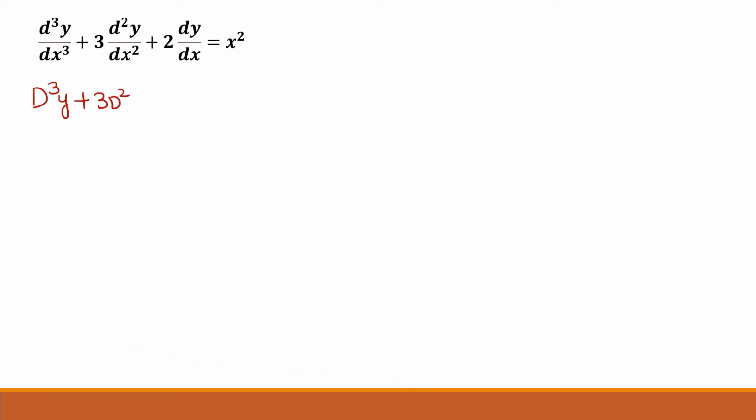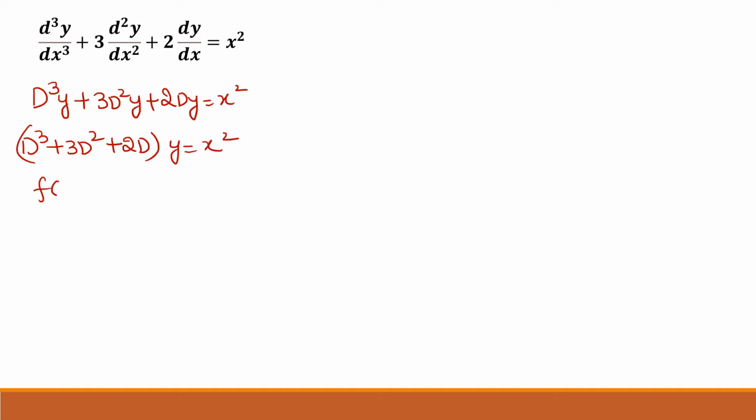So here, this is our example. This is non-homogeneous because capital X is x square, and this is of the type x to the power m. The first thing is to find the complementary solution. For that, we need to write the symbolic form. That is D cube y plus 3D square y plus 2Dy equals x square, and from here, (D cube plus 3D square plus 2D) y equals x square. So what is my f of D? f of D is this.